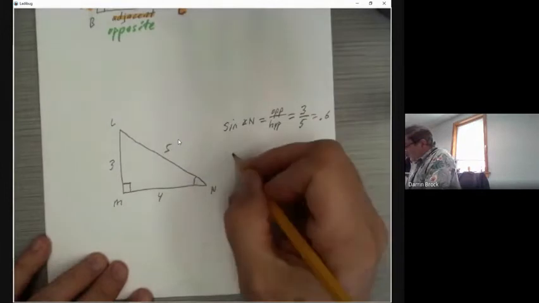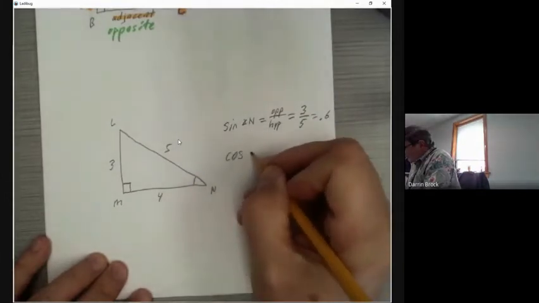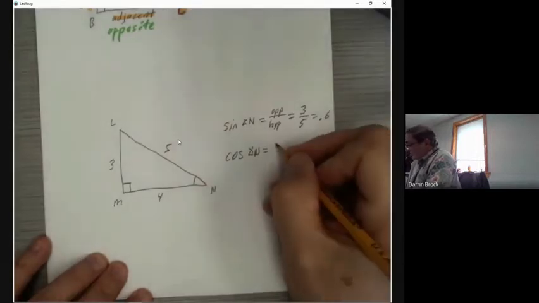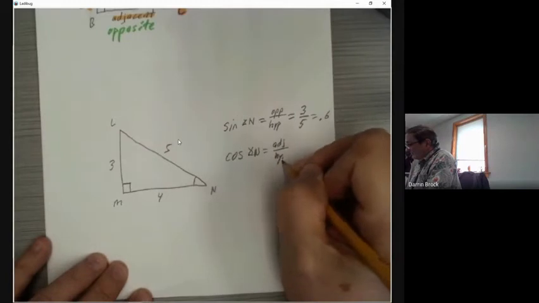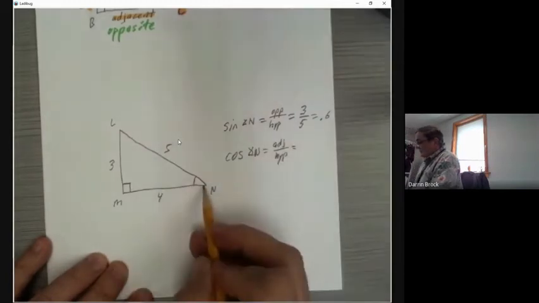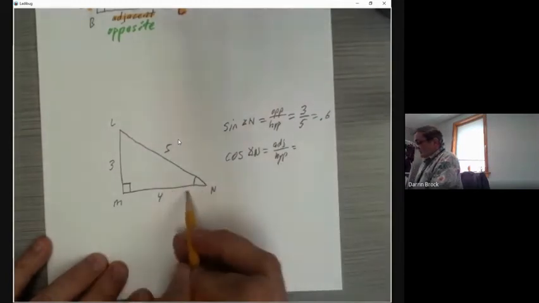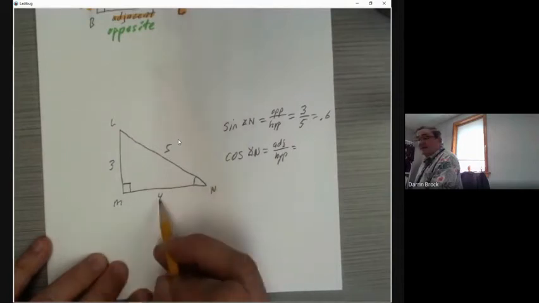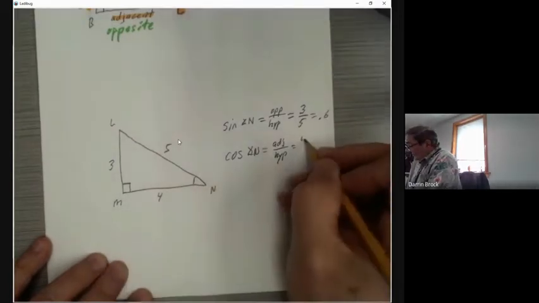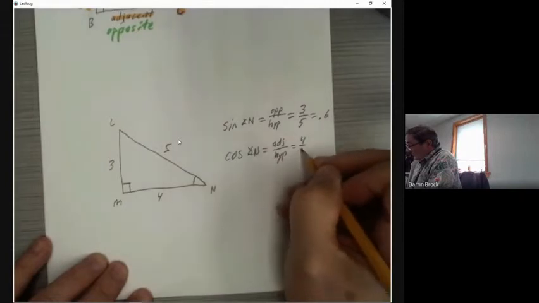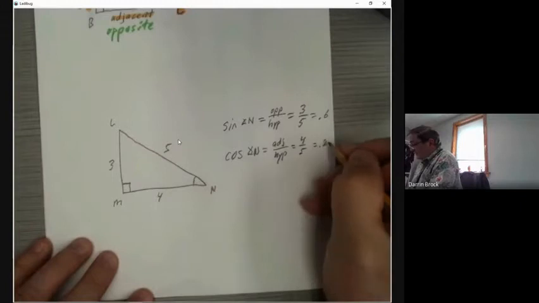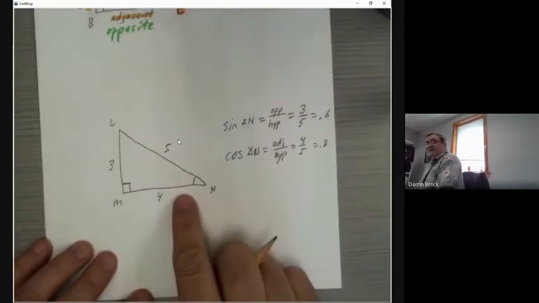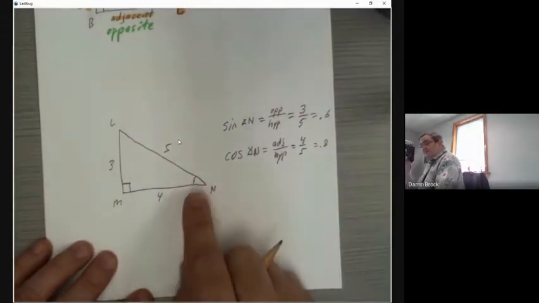That's the sine. The cosine of angle N. What's the cosine? Remember, the cosine is the adjacent over the hypotenuse. Cosine is the adjacent. Well, this is the side that's right next to angle N. So that's a 4. And the hypotenuse is always the hypotenuse. 4/5, or 0.8. 4/5 is the cosine of this angle.